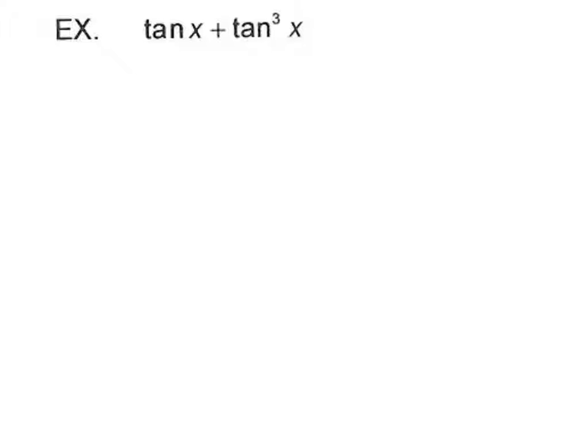Tangent x plus tangent cubed x. If you look through the strategies, you might be tempted to go ahead and change this to sines and cosines, but look through the whole list. One of the strategies is to factor, and notice that both terms have a tangent in it. So let's divide out a tangent, greatest common factor. Divided out of the first term, anything divided by itself is 1, plus, and then if I have 3 tangents and I divide one out, I have 2 left. Now 1 plus tangent squared is one of the Pythagorean identities. 1 plus tangent squared equals secant squared.